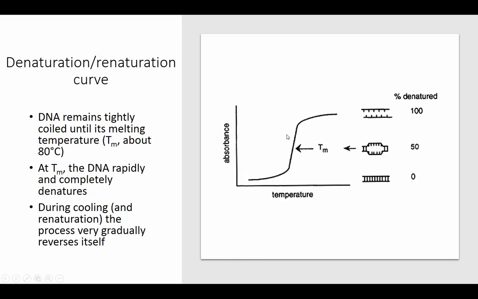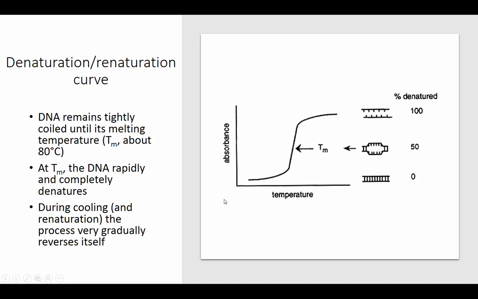And it'll hit its melting temperature often. Again, the exact temperature depends on what DNA it is, like where it comes from. The melting temperature, or Tm, is about 80 degrees Celsius. After that, or at the Tm, the DNA will rapidly and completely denature. And then up here, you see a giant increase in absorbance because the DNA is now 100% denatured.